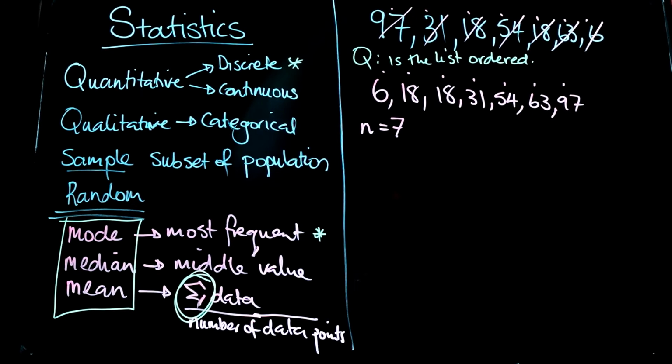Now we've got them in ascending order. I can look at the most frequently occurring number here, which is 18. So my mode is 18. How easy was that to calculate?